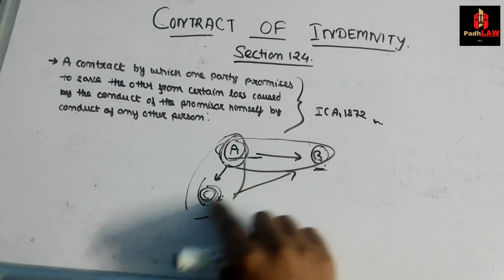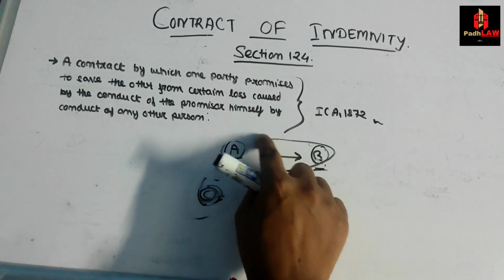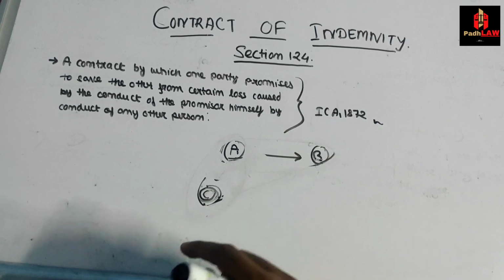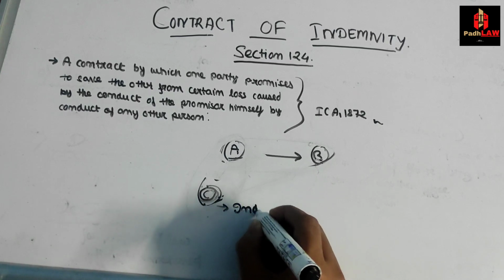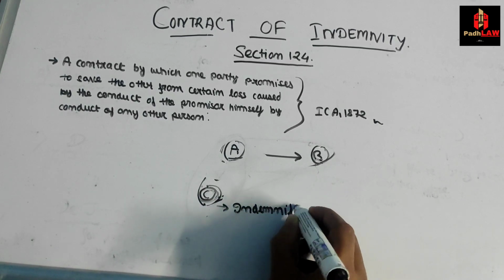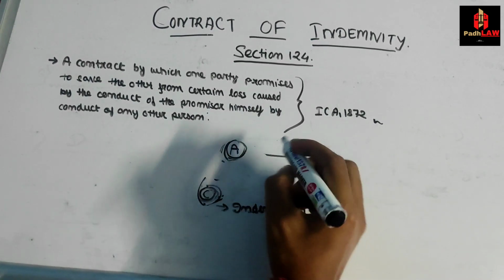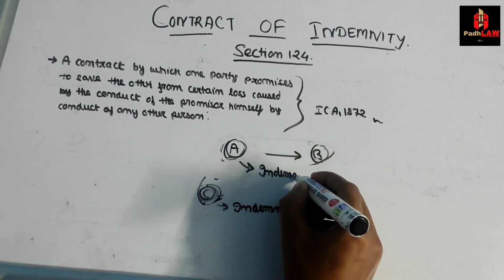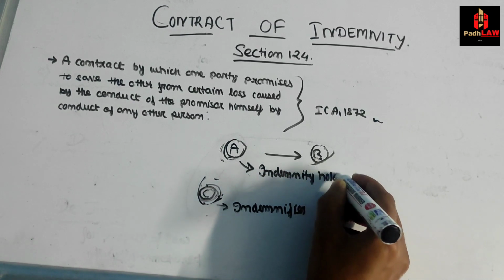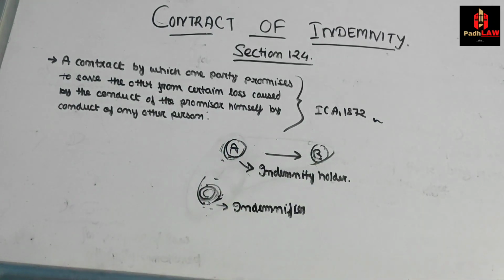तो अभी इस केस में the main parties are the indemnifier and the indemnity holder. Here C will be known as the indemnifier because C will pay on behalf of A, and A is the indemnity holder. A is holding the indemnity, and C on behalf of A will pay to B. That's the simple logic of contract of indemnity.